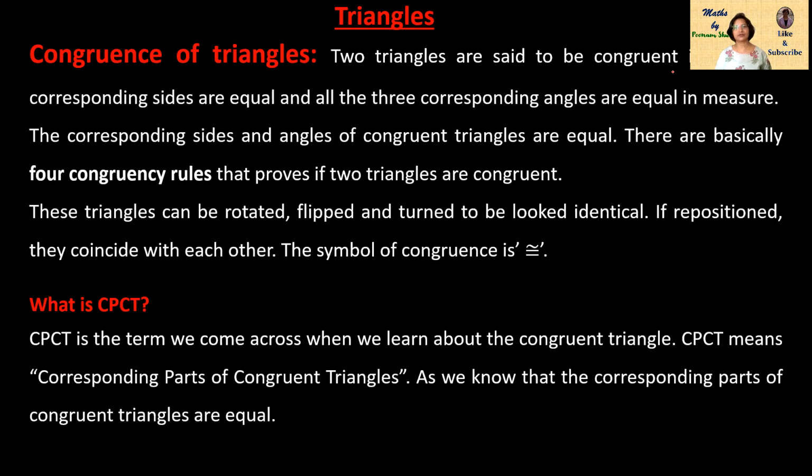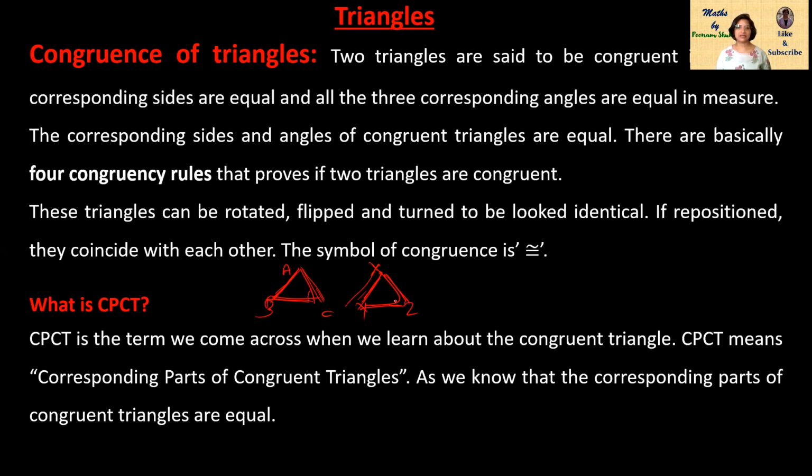Two triangles are said to be congruent if all three corresponding sides are equal and all the three corresponding angles are equal in measure. That means if we have two triangles ABC and XYZ, right? So corresponding sides are this: AB, corresponding side of AB is XY in another triangle. Corresponding side of BC is YZ in another triangle, and corresponding side of AC is XZ in another triangle, right?